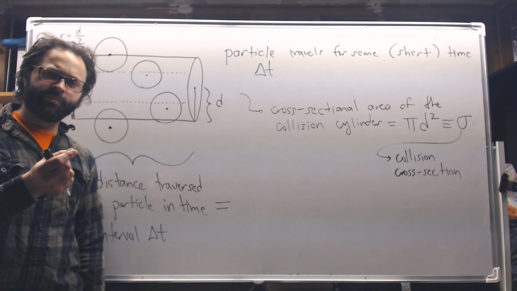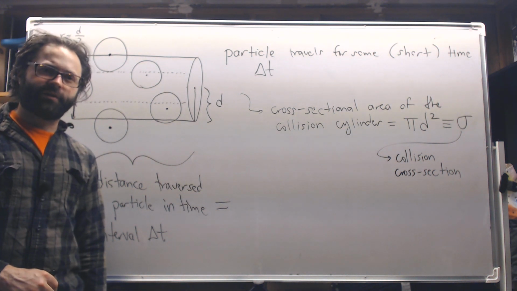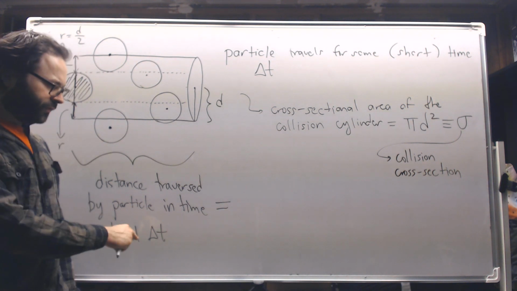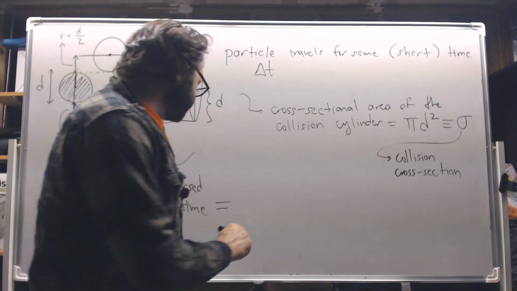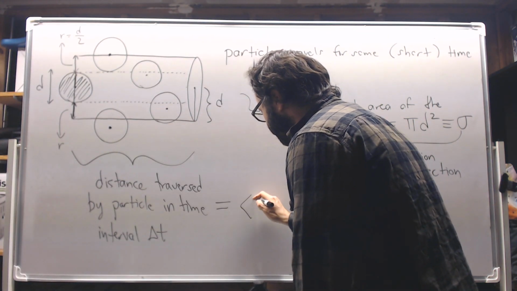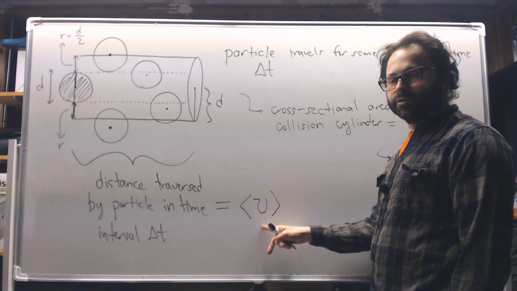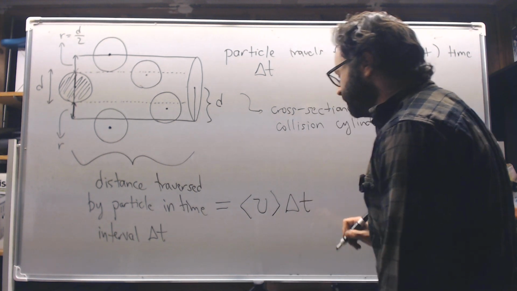But we know that particles move generally with different speeds. And we're after a rough estimate, some average rate of collisions. And so instead of using some specific speed, we should use the average speed of the molecule. And so this is the average speed of the molecule as determined from the Maxwell-Boltzmann distribution that we just talked about, times the time delta t.